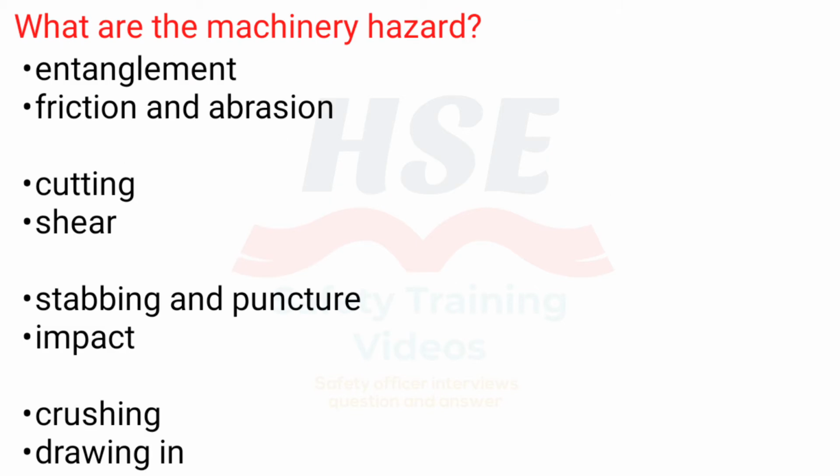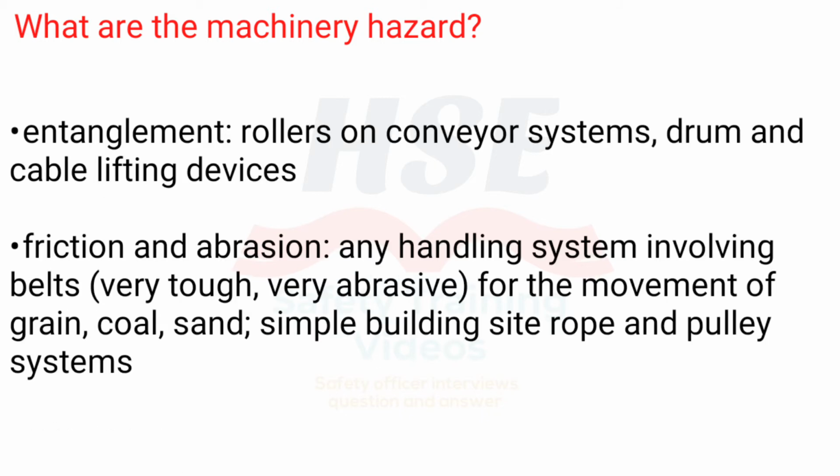What are the machinery hazards? Entanglement, friction and abrasion, cutting, shear, stabbing and puncture, impact, crushing, drawing in. Entanglement: rollers on conveyor systems, drum and cable lifting devices. Friction and abrasion: any handling system involving belts, very tough, very abrasive. The movement of grain, coal, sand, simple building site rope and pulley systems.